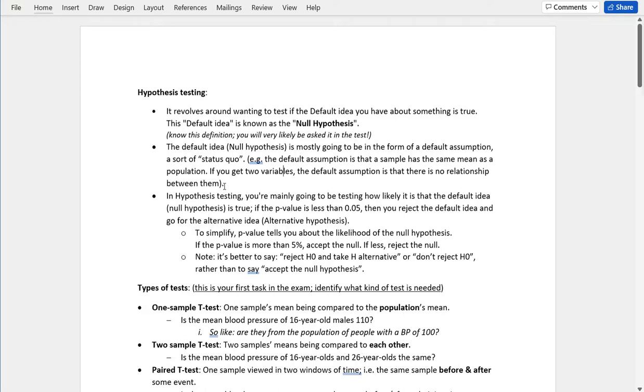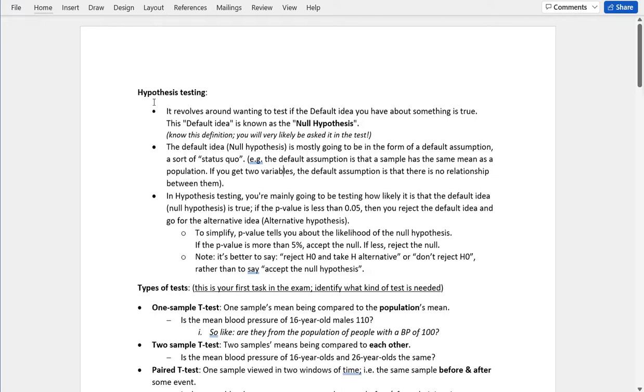And always your default assumption is going to be that there's no relationship between these two variables, and you are going to test to see, is there a relationship or not? And we'll get to each of these tests. According to the type of null hypothesis and the type of context, you will use a different test to test this hypothesis. We will go through each of these one by one, and you'll see what I mean.